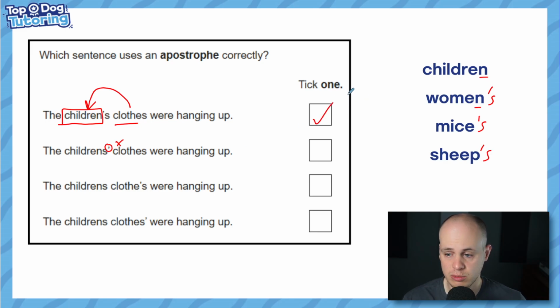So the answer was this one, guys. The children's clothes. Most children, in fact, I think about 90% when this SATs paper really came out, 90% of children went for that one because they simply thought plural words must have apostrophe after an S. But if the plural word doesn't already end in an S, then it just goes back to the normal rule. Okay, I hope I didn't confuse you too much there at the end.